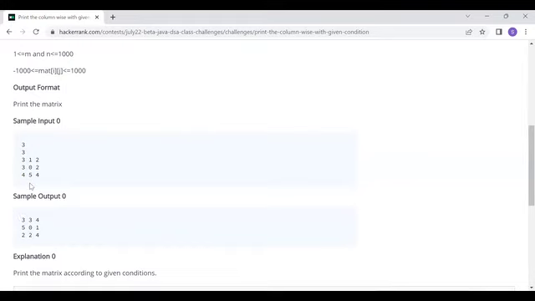Like 105 is there, so you need to print the reverse of it, 501. That is from bottom to top. Okay, this is the question. So now how will you use loops?